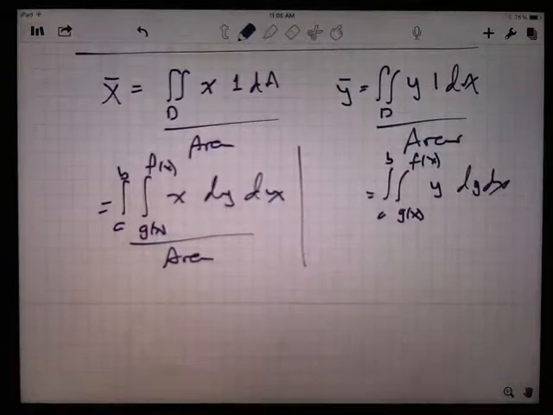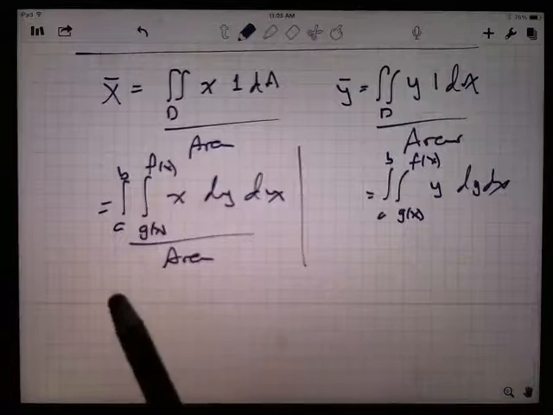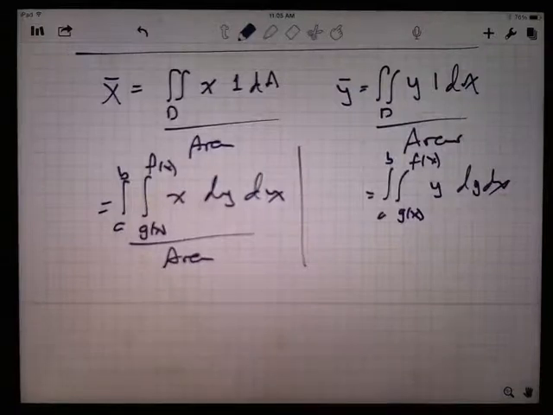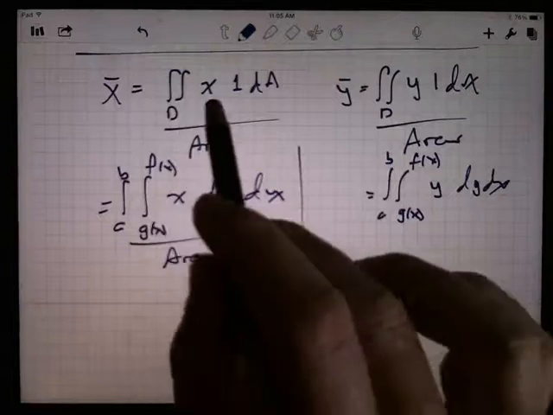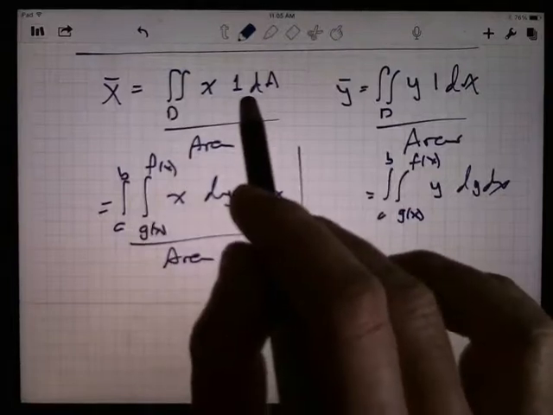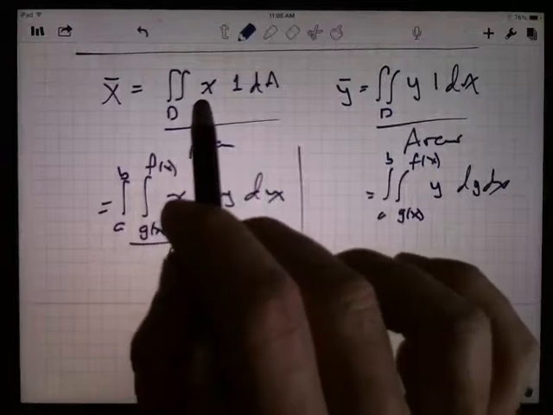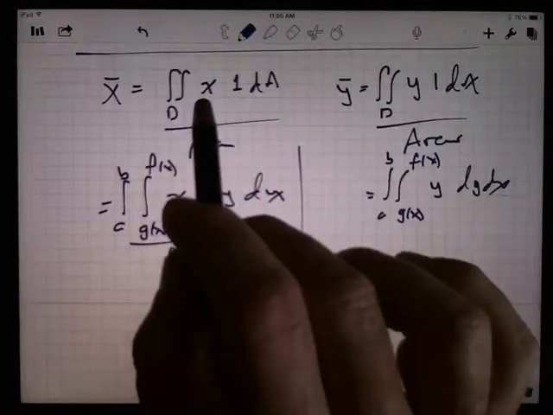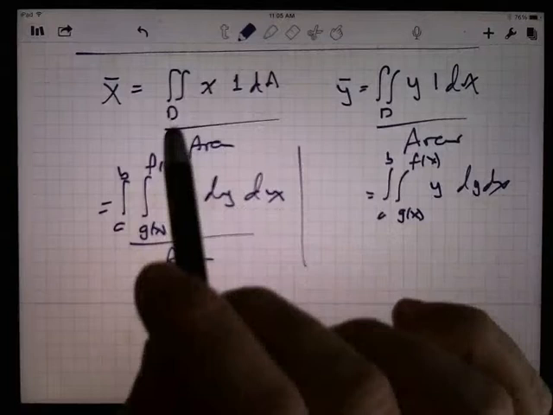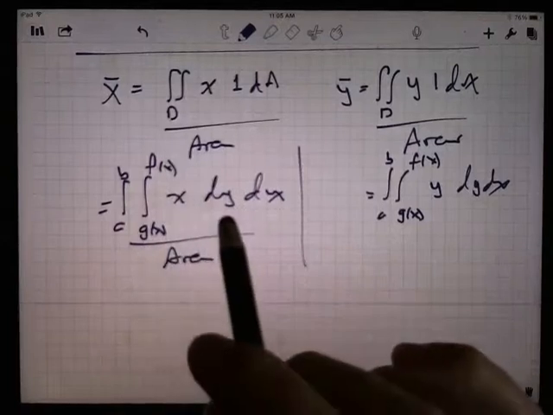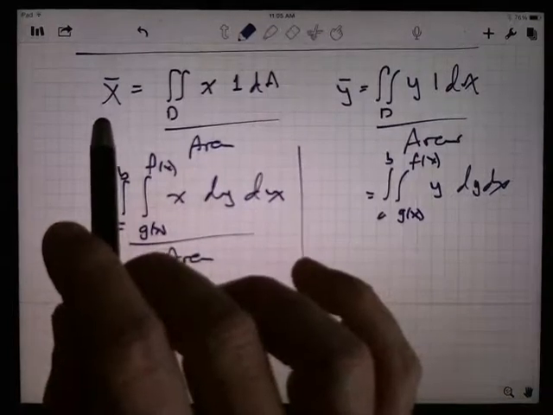I'm actually thinking of another thing that we've done here. In 15.1, we talked about the notion of the average value of a function being the integral of the function divided by the area of the region you're integrating over. So this right here is actually the average x value. You're finding the average value of just the function x, and we're calling it the average x value.